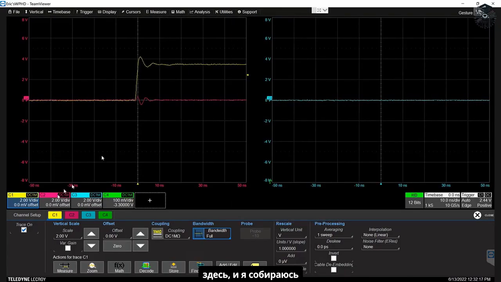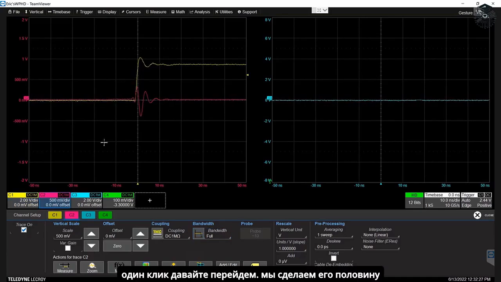Once again, let's move that trace of the quiet low over to this side. And there we are. I'm going to expand the scale. They're all on the same scale right now. I'm going to go up 1 click. We'll make it half a volt per division. So that is the quiet low. That's the ground bounce voltage that we saw before. We're going to be subtracting that off.